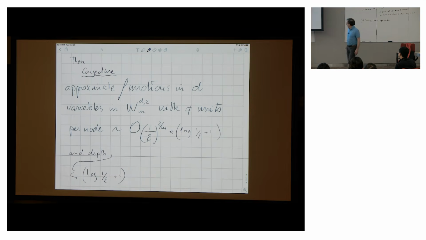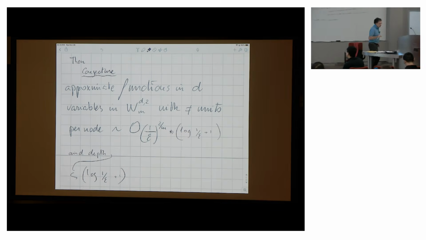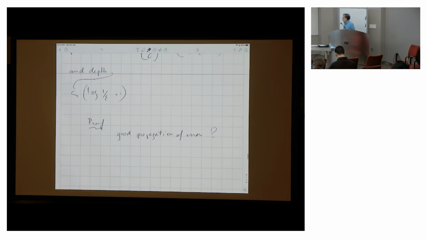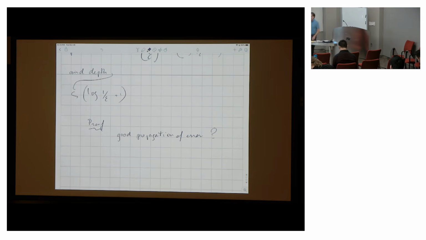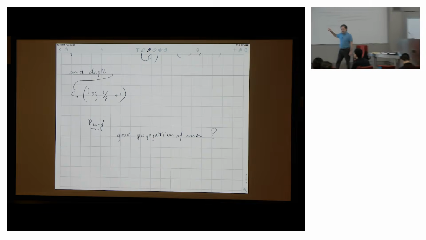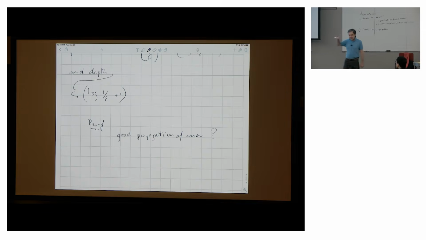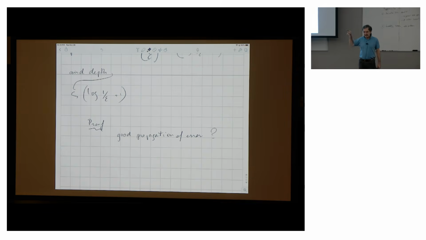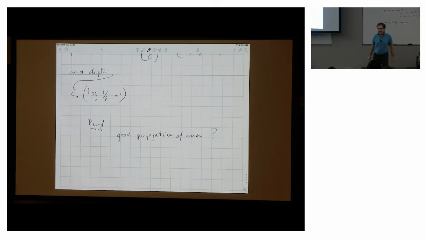And what needs to be done in order to prove this is to make sure, and it should be pretty easy, that you have a good propagation of error in this type of network, which is not anymore a shallow network, but a non-shallow one. To me, it seems pretty easy, but the devil is also always in the details.